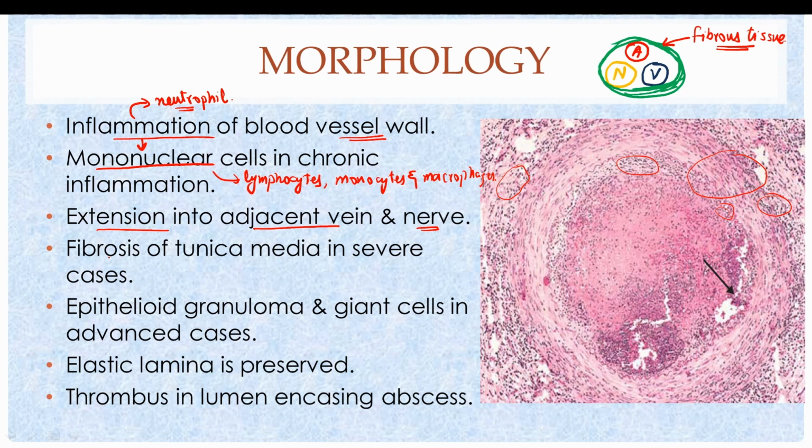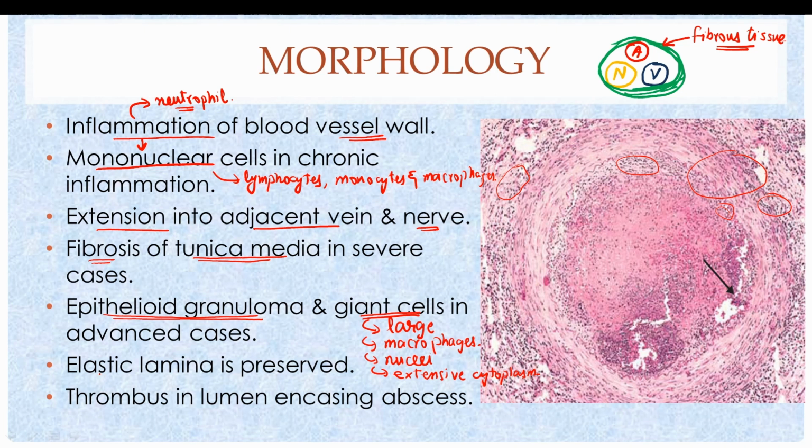Moreover, in such advanced cases, the tunica media of the blood vessel wall also gets fibrosed, and an epithelioid granuloma is also formed, which is characterized by the presence of giant cells at the center. Just to recall, giant cells are large cells formed by the fusion of macrophages containing multiple nuclei and extensive cytoplasm.